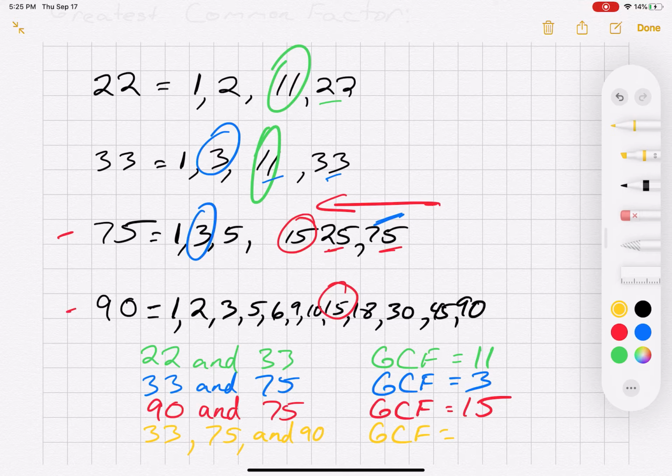So greatest common factors between 33, 75, and 90. I'd like you to pause the video and find it yourself, and then start the video when you've got it. Okay, so looking here, because I know 75 and 90 clearly are not going to be the common factor, the greatest common factor. 33, 11, no, but 3 is, and that is the greatest common factor between 33, 75, and 90.